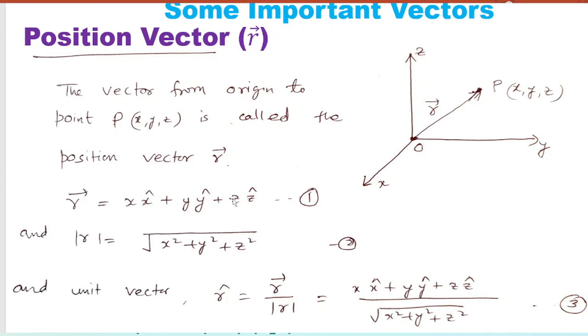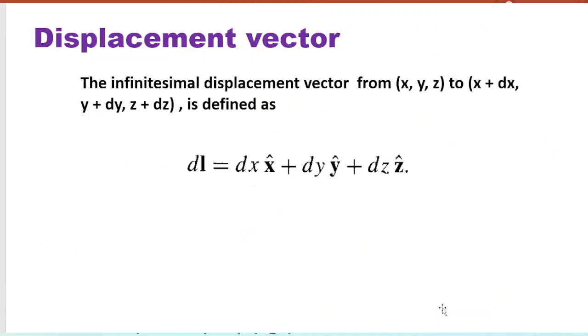x cap, y cap, and z cap are the unit vectors along x, y, and z directions. The magnitude of this is under root x square plus y square plus z square, and the unit vector is r cap equal to r vector divided by magnitude of r. So x x cap plus y y cap plus z z cap divided by under root x square plus y square plus z square. Another important vector is the displacement vector.